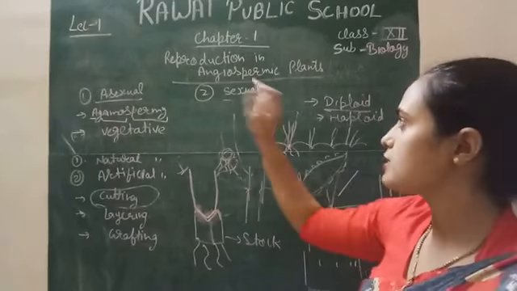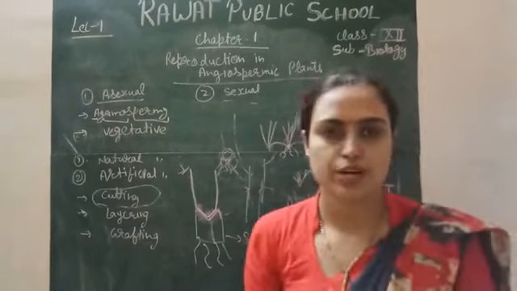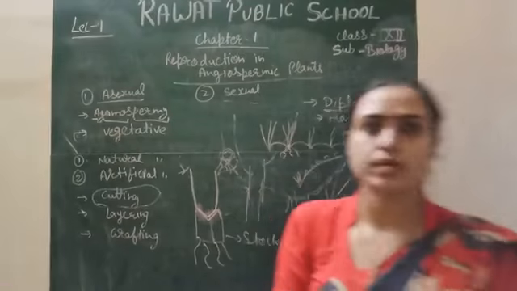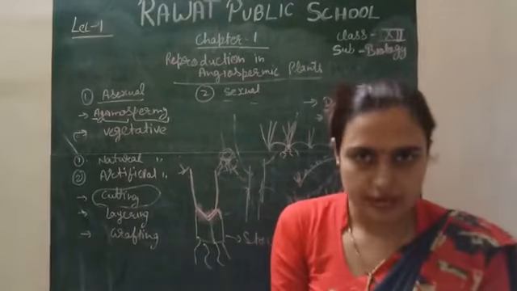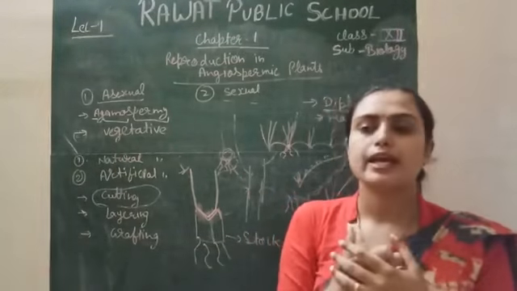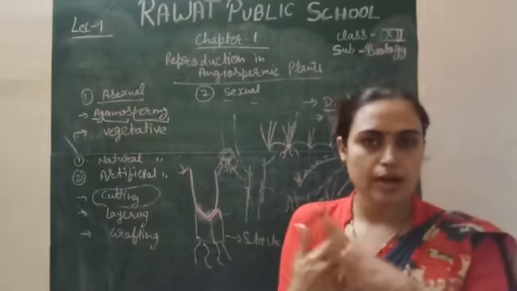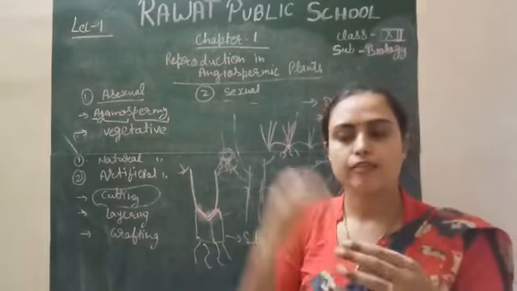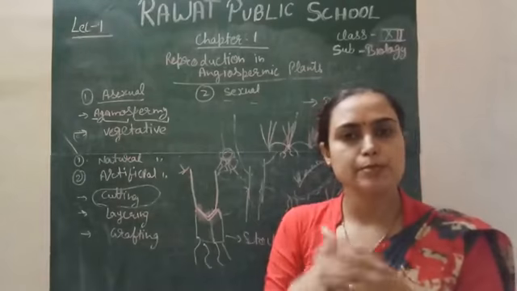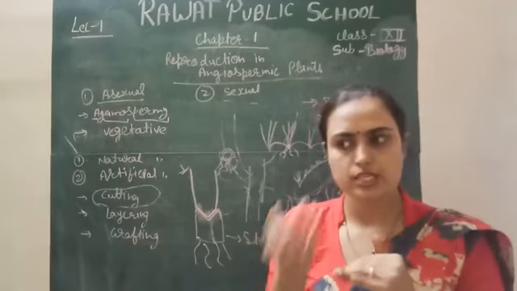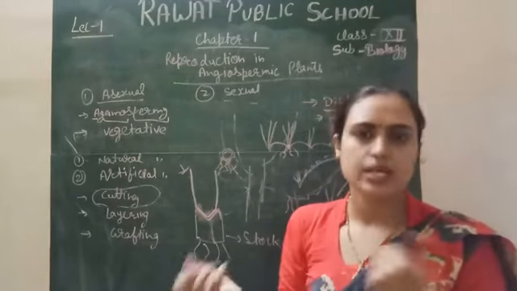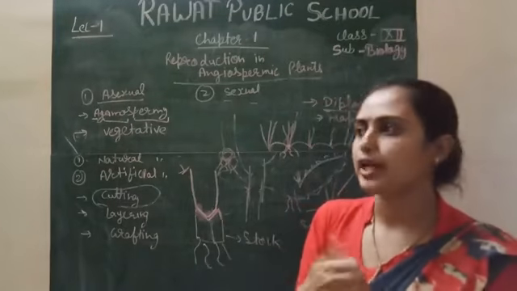Next is sexual reproduction, which involves male and female parts or flowers. Four whorls are present in the flower. If all four whorls are present, the flower is complete. If one or two whorls are absent, the flower is incomplete.